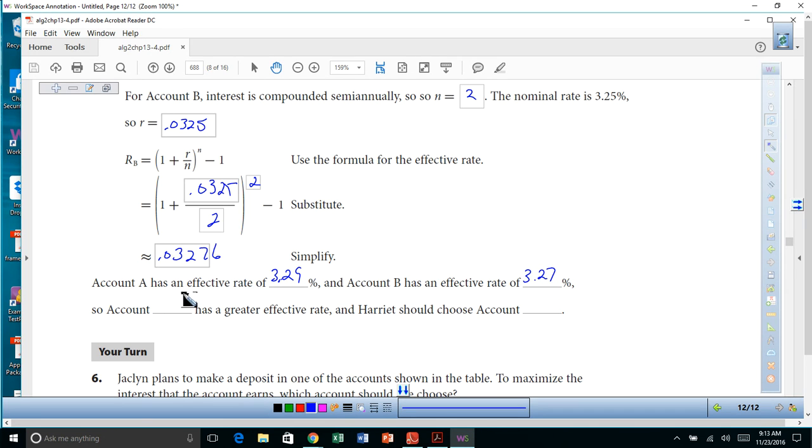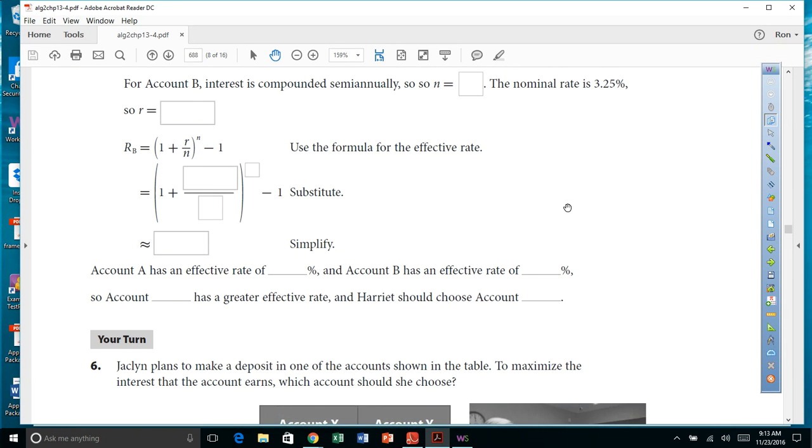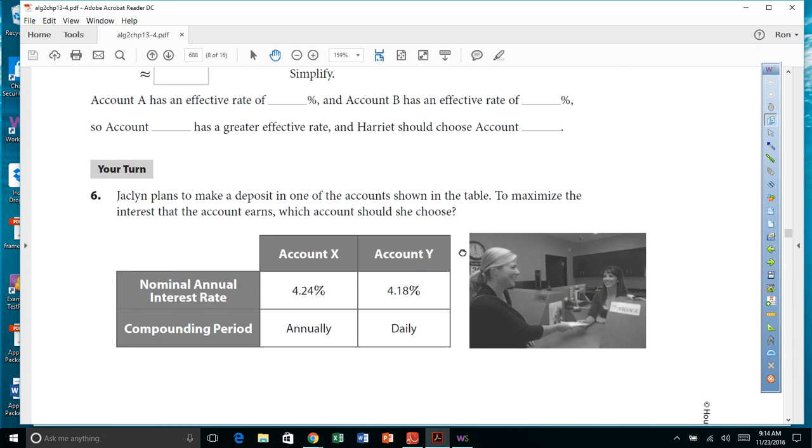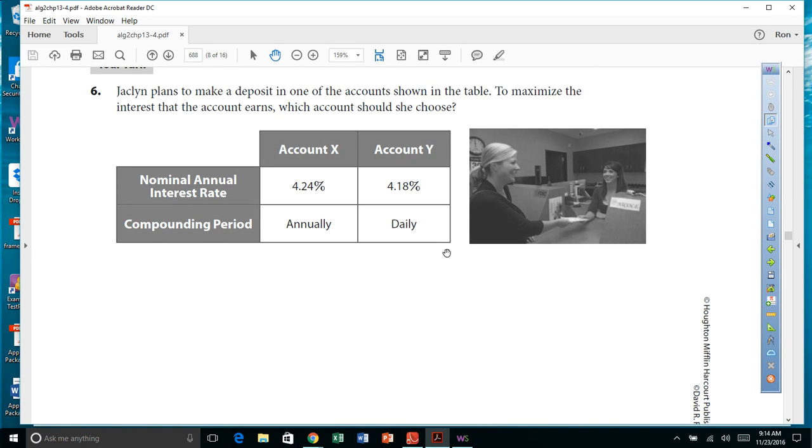So account A has the greater effective rate, and Harriet should choose account A. All right. See how they can be kind of deceptive. So you've got to be careful.